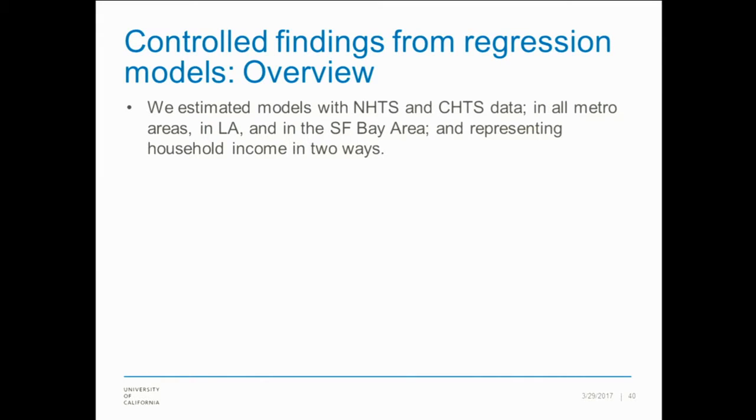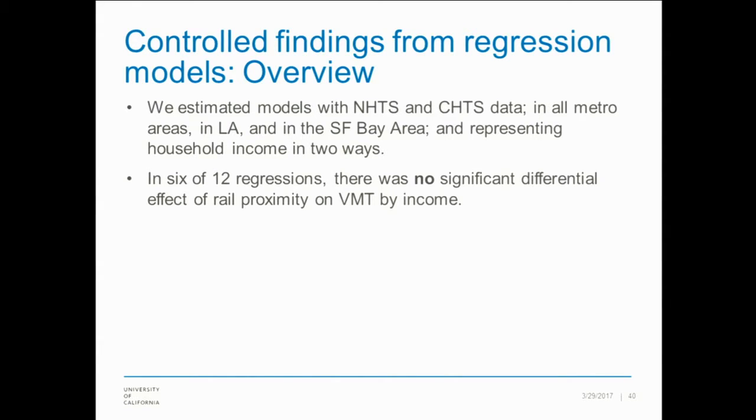But in short, if you go to the next bullet, what we found: we ran 12 regressions with these data in different places, different sorts of data, and with representing income in different ways. And we found basically half the time, in terms of the models, there was no significant differential effect of rail proximity on VMT by income. And let me just unpack that a little bit. What that means is that in most of the analysis, we didn't find any real difference in how households of different incomes respond to rail access.